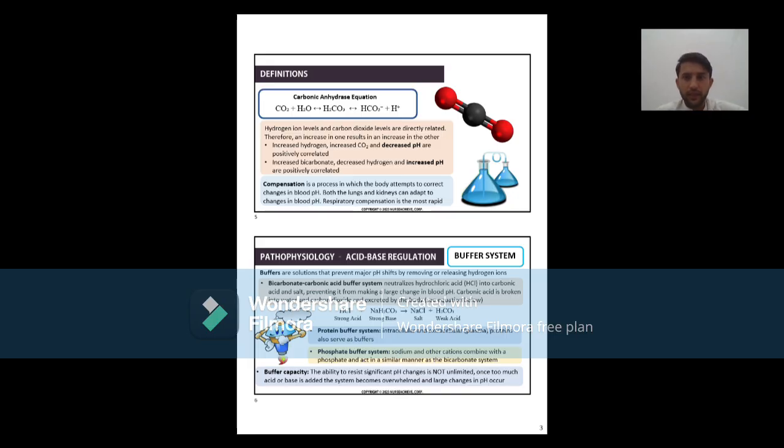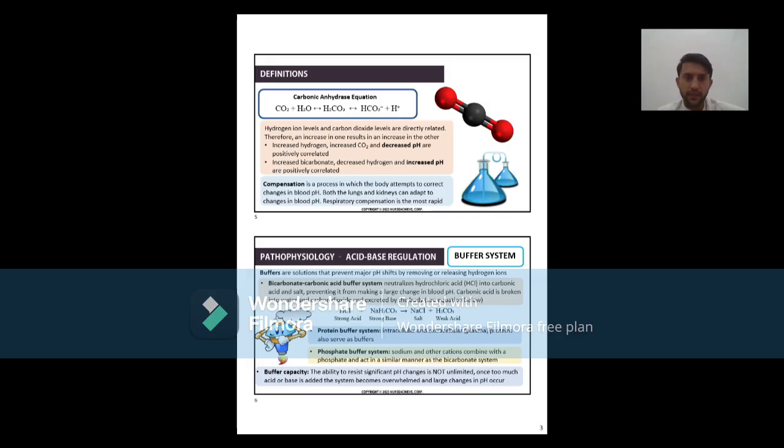It is a cellular protein containing amino acid residues, especially histidine. The function of intracellular hemoglobin is that it binds excess hydrogen ions when the pH decreases. It also releases hydrogen ions when the pH increases. It also helps to maintain intracellular pH stability.